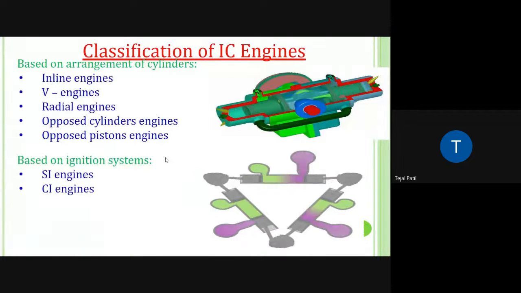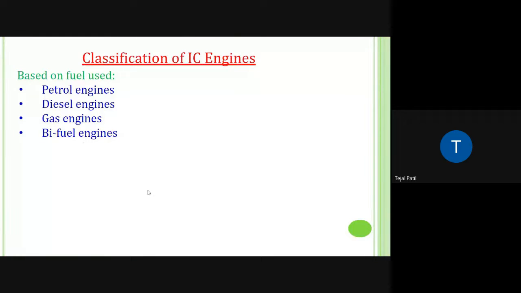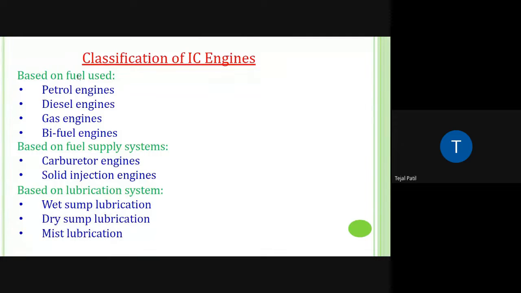So this is the next classification, that is based on the cooling system. Then further, based on what type of fuel is used. If petrol is used, it is a petrol engine. Diesel is used, diesel engine. Gas is used, gas engine. Biofuel or biodiesel is used, it is a biodiesel engine or biofuel engine.